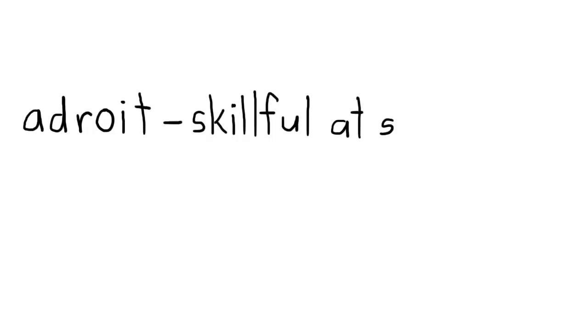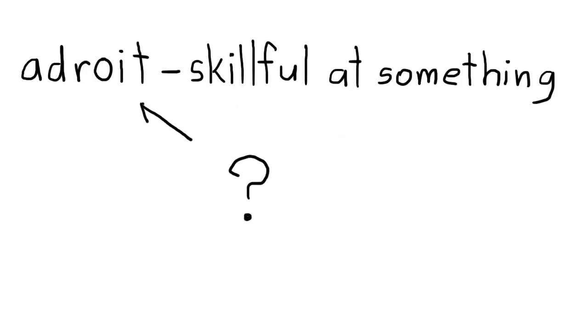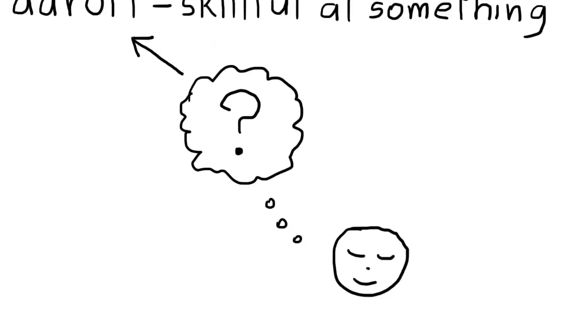So let's say we want to remember the word adroit, which means clever or skillful at something, really good at something. The first thing we need to do is to come up with another word that sounds similar to this word. And that word must refer to something that we can visualize, something that we can see in our mind.